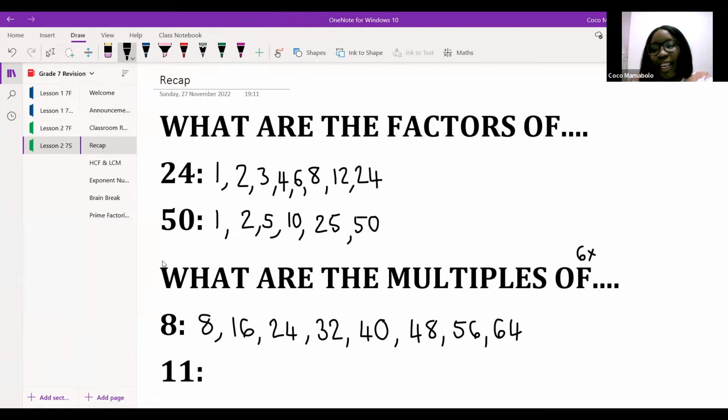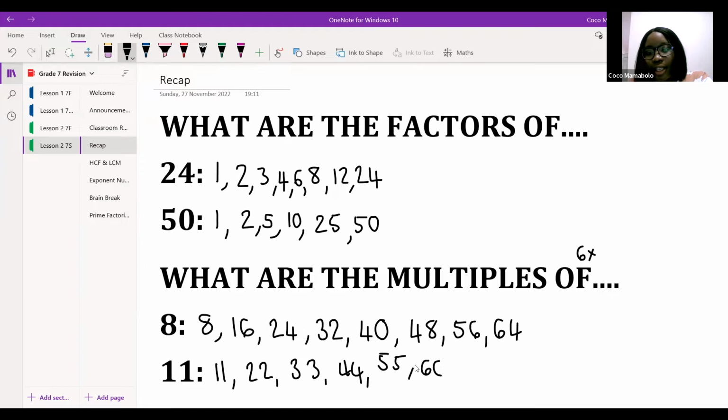Good. So I'm going to get 11 times 1, 11, and then 22, and then 33, and then 44, and then 55, and then 66, and then 77, and 88. Okay, that's where I'm going to stop. All right. And this is what we looked at on Monday. Excellent. No worries, Namahlubi, welcome.